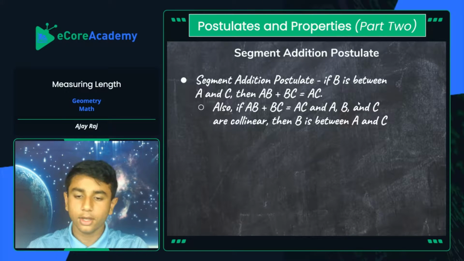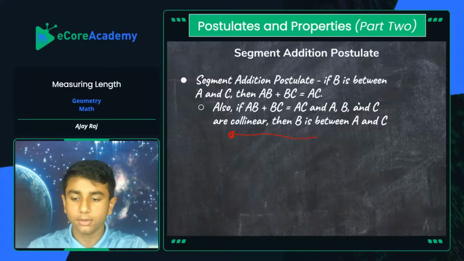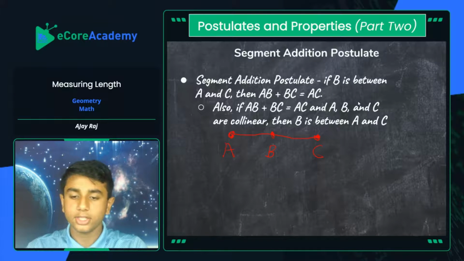So if you're given a line segment like this, excuse my line there. Say for example we're going to draw B here. If B is between points A and C, like I show you here, AC is the line and point B is between that, then what it's saying is that AB plus BC equals AC. And that makes sense if you look at this.